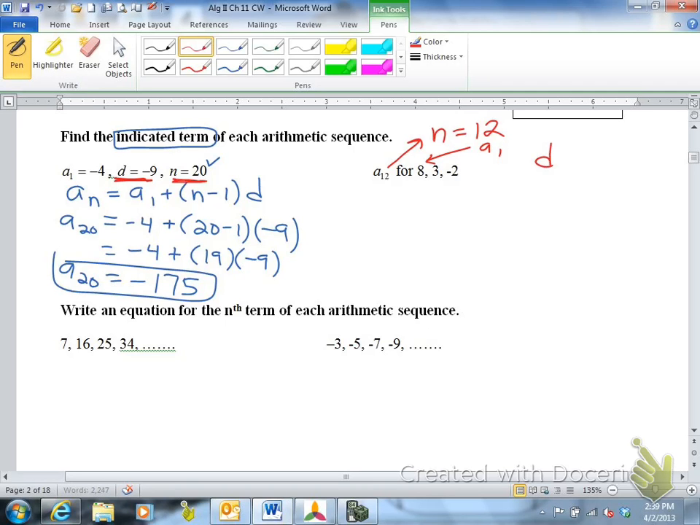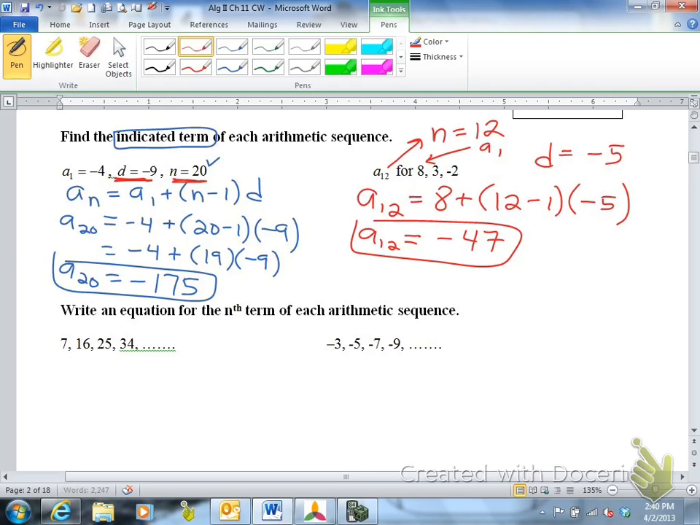And D, you basically have 8 to 3 is subtracting 5. And then you can plug the numbers into the formula. So you would have a sub 12 equals 8 plus n is 12 minus 1 times d. And when you multiply that out and simplify, you get negative 47. So the 12th term in the sequence is negative 47.